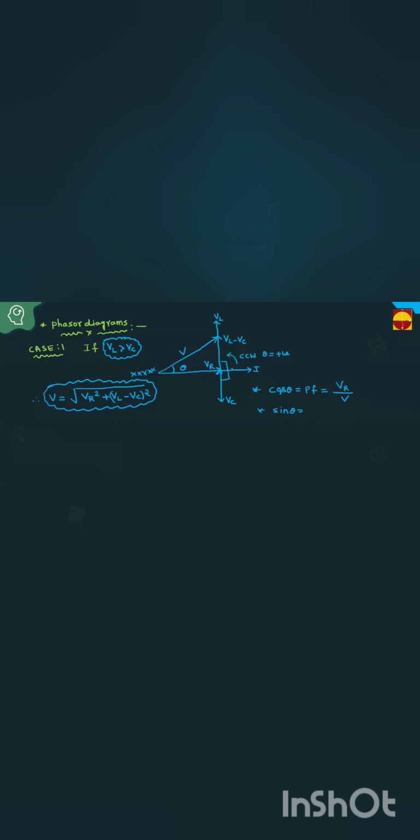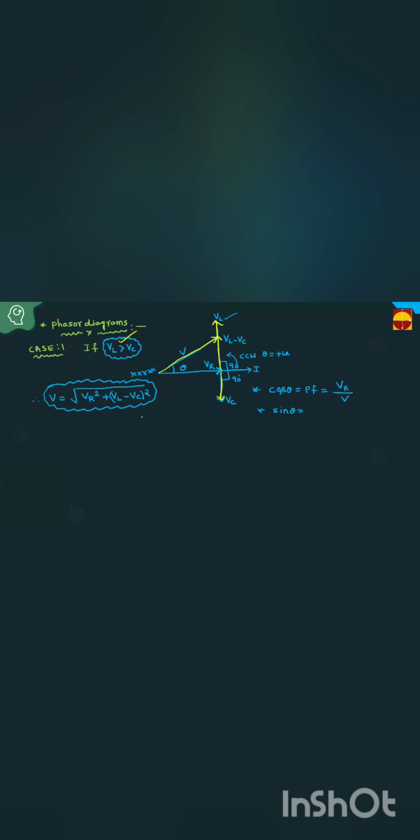This is 90 degrees, this is 90 degrees, and this is 180 degrees. The resultant is always on the high voltage side. This is VL and this is VC. Don't get confused: I drew the VC vector small and the VL vector large, because VL is greater than VC. Then the resultant is in the direction of the higher voltage. That's why this is the resultant.